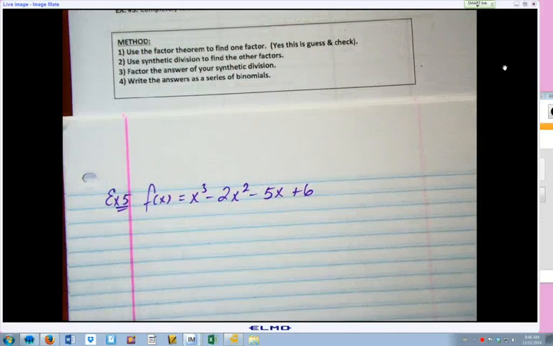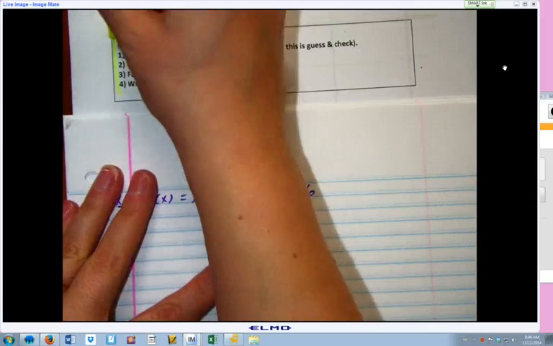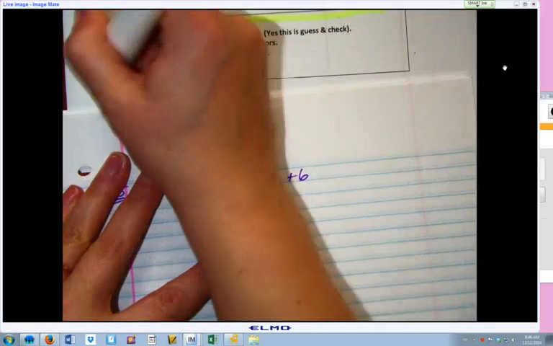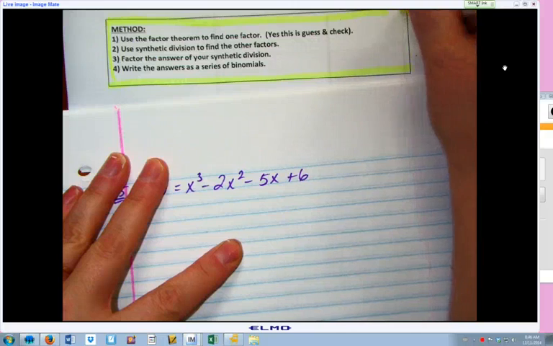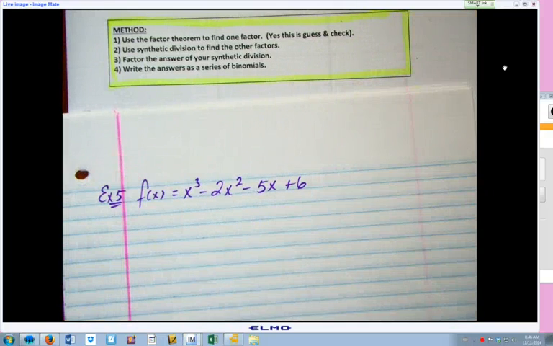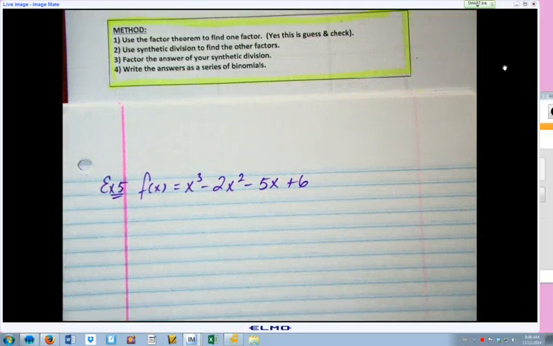Okay, so I put the method in the box for you. I love the first step. It's guess and check. First step is we're going to use factor theorem to find one factor. We're going to pick and choose numbers until we find one that when we substitute it in, we get 0. Once we have one of the factors, then we're going to go to step 2, and we're going to use synthetic division. Once we have the synthetic division answer, we're going to factor it, and then we're done.